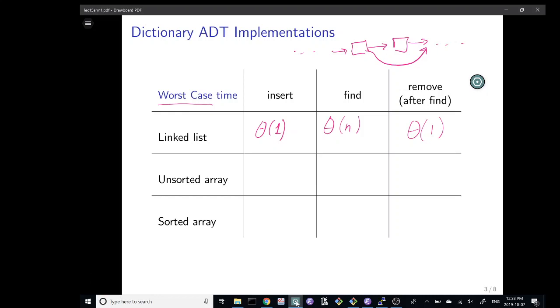How about an unsorted array? So now it's an array. There are no pointers, just indices. And it's unsorted. So how much time does it take to insert into an unsorted array your new pair, which is a key value, key definition, key data? How much time does it take to insert into an array?